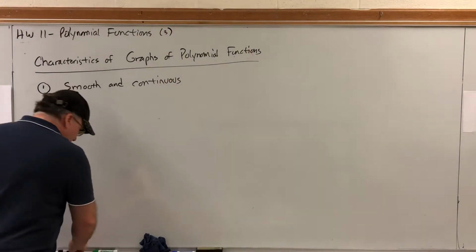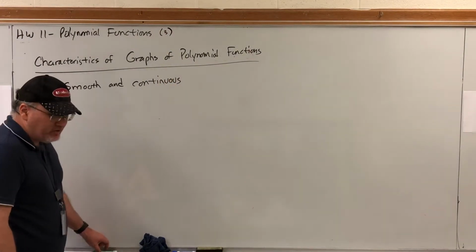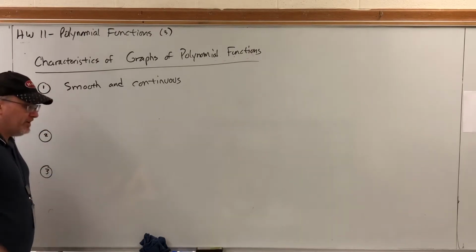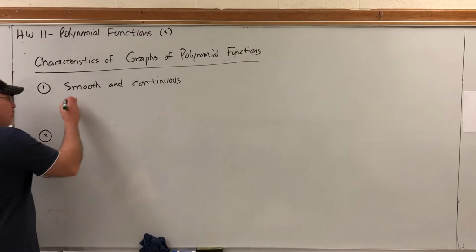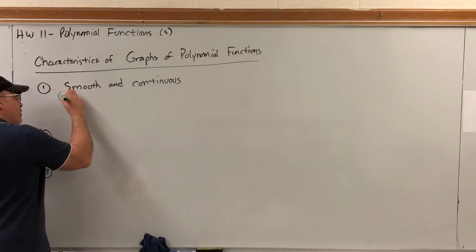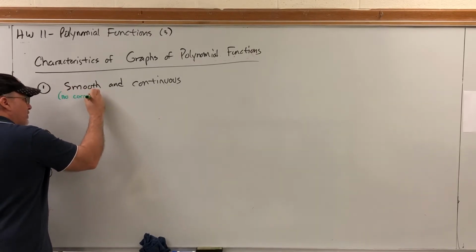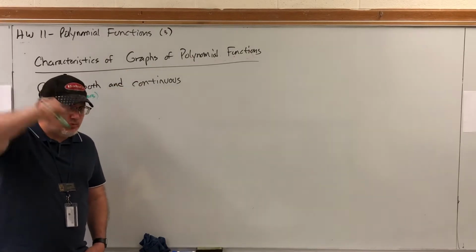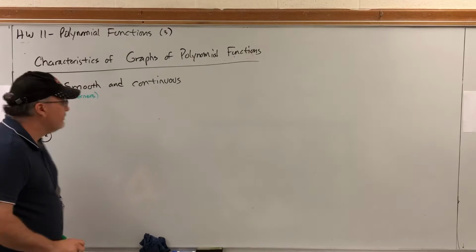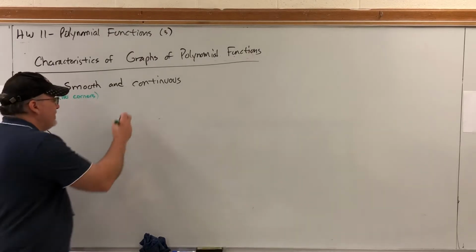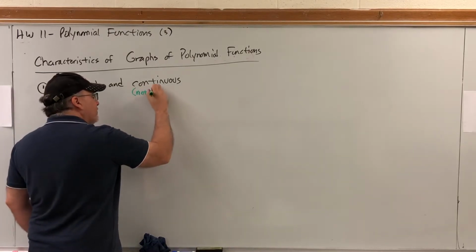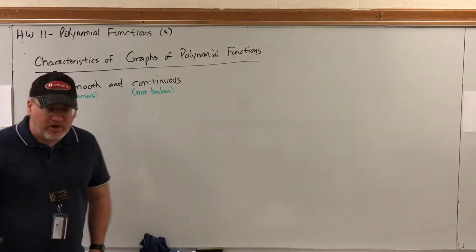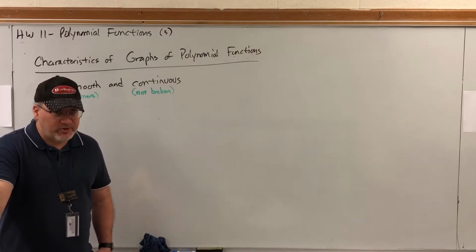Now, there are rigid mathematical definitions for both of these words, but we're going to think about them intuitively. What smooth means is that there are no corners. For example, the graph of absolute value of x is not smooth because it has a corner. Continuous means that it's not broken. And believe it or not, there are functions whose graphs are broken into two or more pieces.